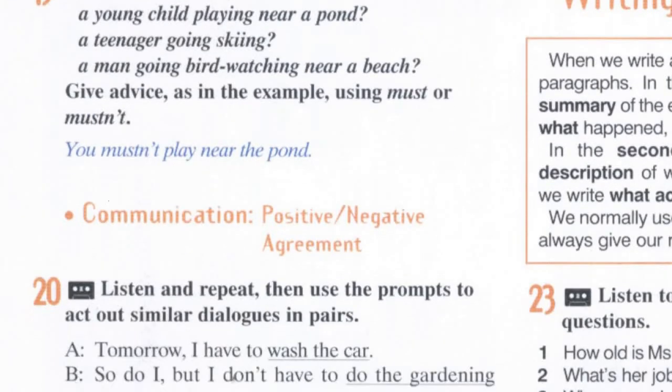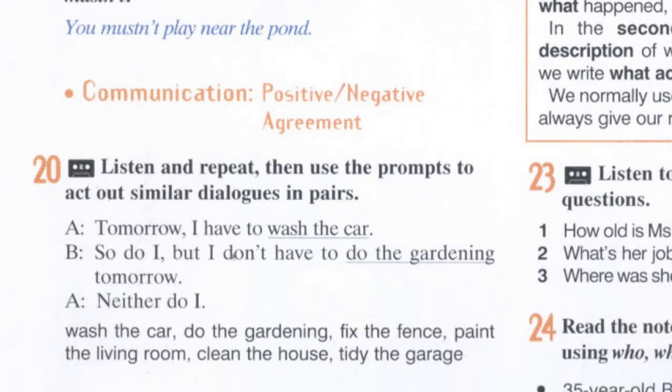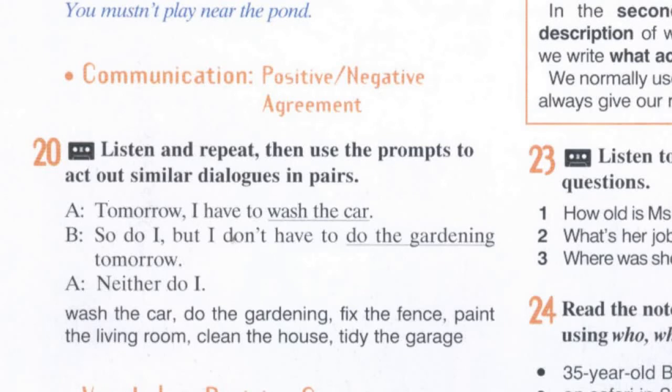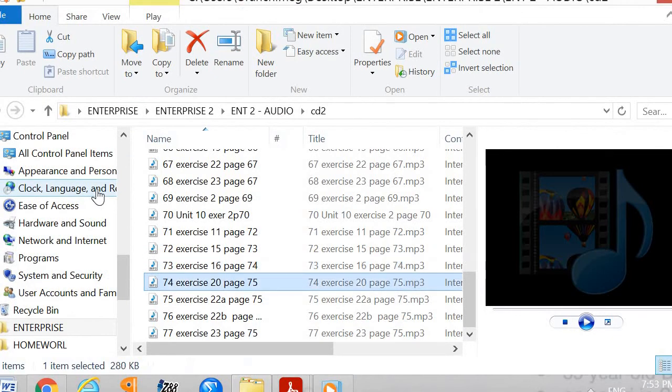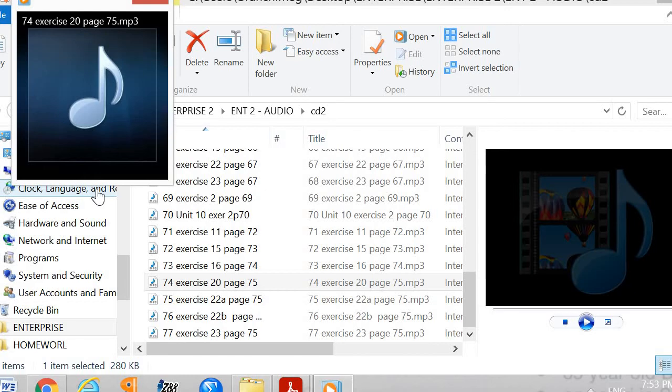What is the next part? The next part is the listening part, number 20. You're supposed to listen and repeat, and then use the prompts in acting out, similar to dialogues. Let's just do the listening first. Listen to exercise number 20. Here you go. Exercise 20, page 75.